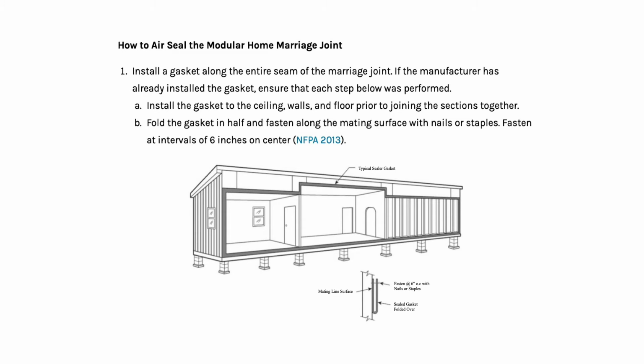How to air seal the modular home marriage joint. Install a gasket along the entire seam of the marriage joint. If the manufacturer has already installed the gasket, ensure that each step below was performed. Install the gasket to the ceiling, walls, and floor prior to joining the sections together. Fold the gasket in half and fasten along the mating surface with nails or staples. Fasten at intervals of 6 inches on center. NFPA 2013.